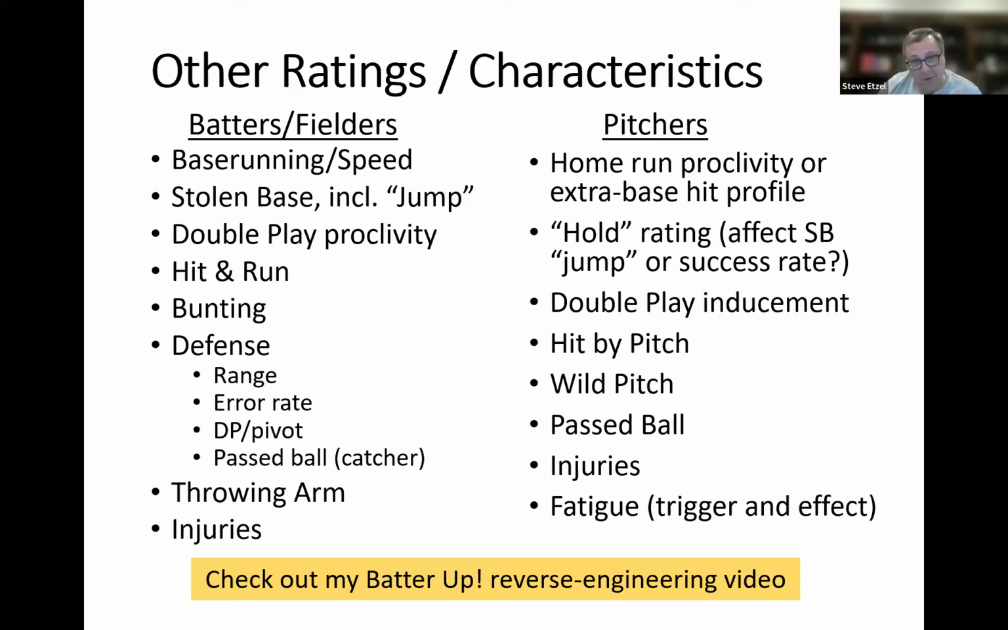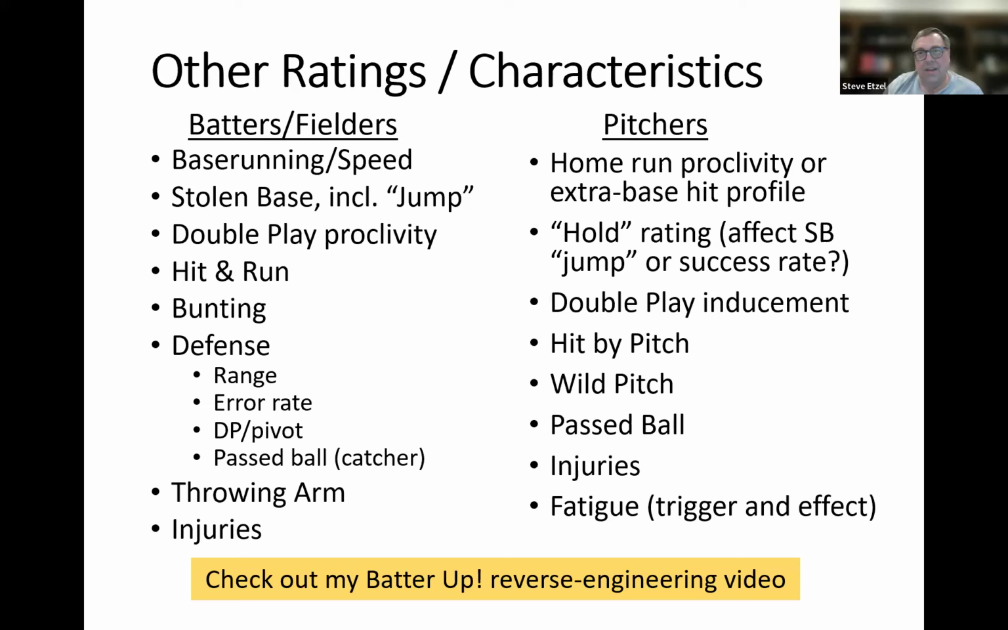Hit and run ratings, bunting ratings, defense ratings. They can be simple, they can be complex. If they're complex, there may be a separate range rating, error rate rating. There may be a double play or a pivot rating. Catchers may have a pass ball rating. Pitchers may have a pass ball rating. Throwing arms for catchers and outfielders, and then injuries.